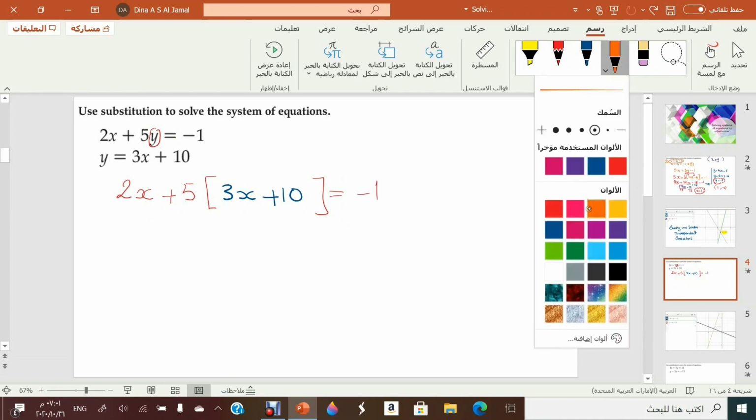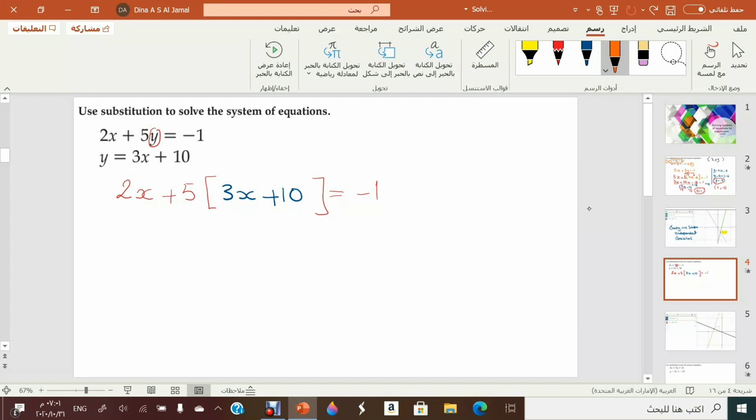Now what you need to do is the distributive property and simplification. 2x plus 15x plus 50 equals minus 1. Let's simplify the like terms and solve the equation. So you will have 17x, then minus 50 on both sides, which will be minus 51.